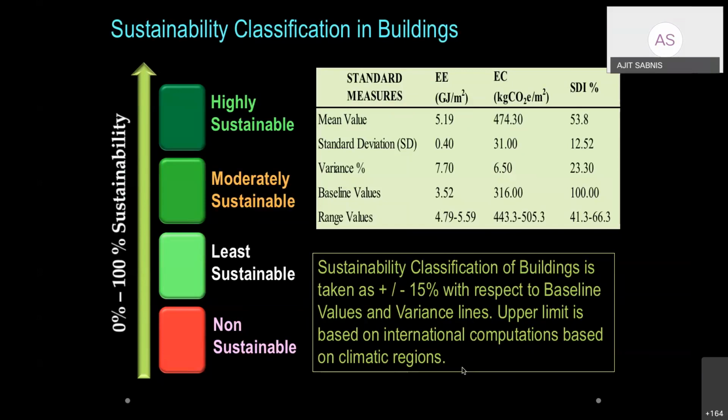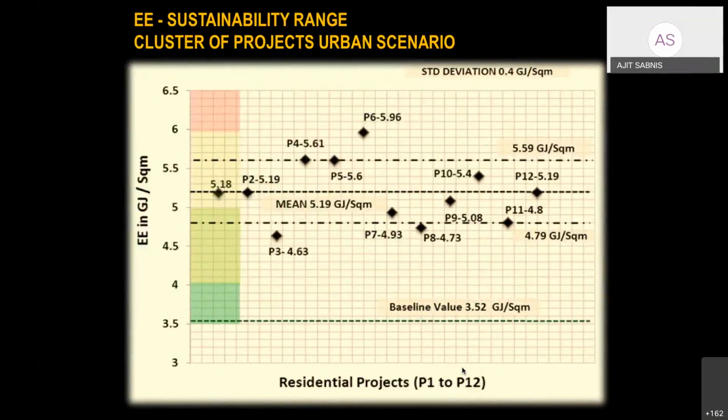Now, how are these baselines or classifications fixed? We have all the range values, baseline values, the mean value, the standard deviation, and plus or minus 15% with respect to baseline values and other variance lines. The upper limit and the lower limit are fixed based on the international computations, as already discussed. Now let us look at the chart from the embodied energy perspective.